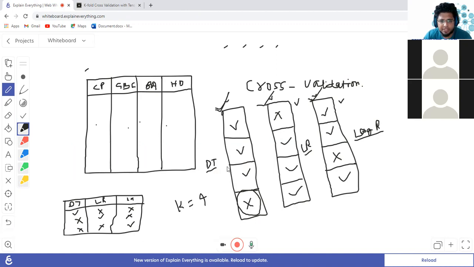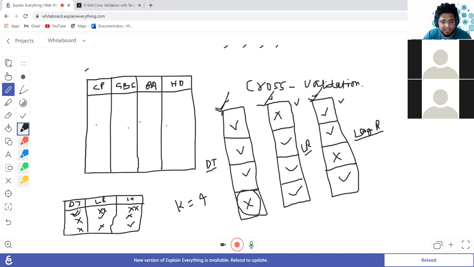K-fold means what is the value of k? K is how many partitions are we making in the data. So 4-fold data. So this is the first one. Again, what we do, we take another type of combination of k-fold, and then we repeat this experiment. Here also the decision tree is better than these two. So we keep track of this like this. Then we fill up the entire table. Then we use the third one also.